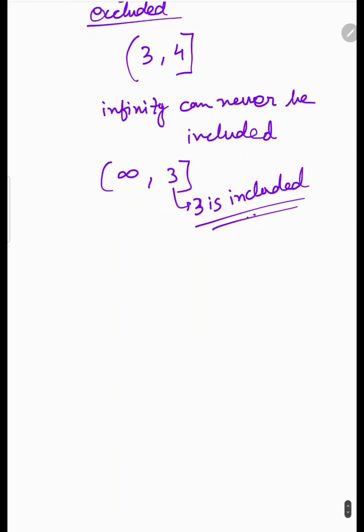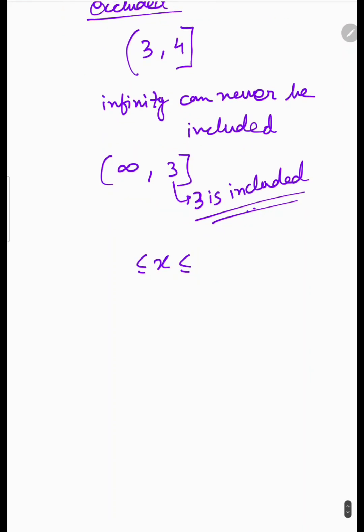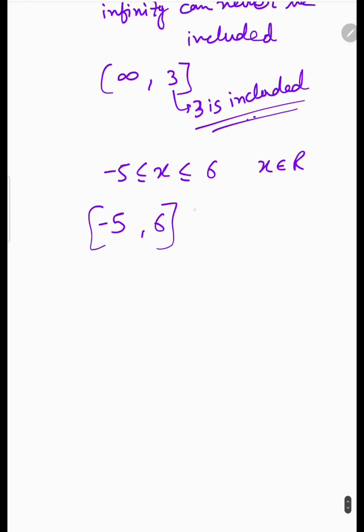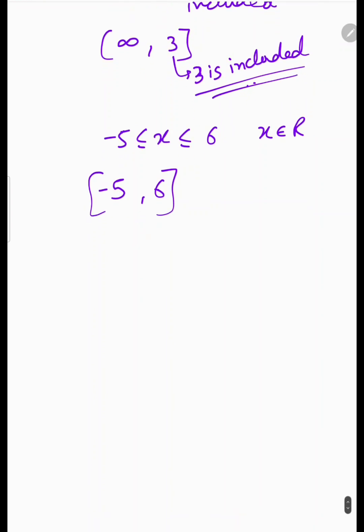Okay, now see, x greater than equals to -5 and x less than equals to 6 and x belongs to real number. It means that x, how to write this? See here, it is greater than equal to and less than equal to, means equal to means both -5 and 6 are included. So -5 and 6 both are included.